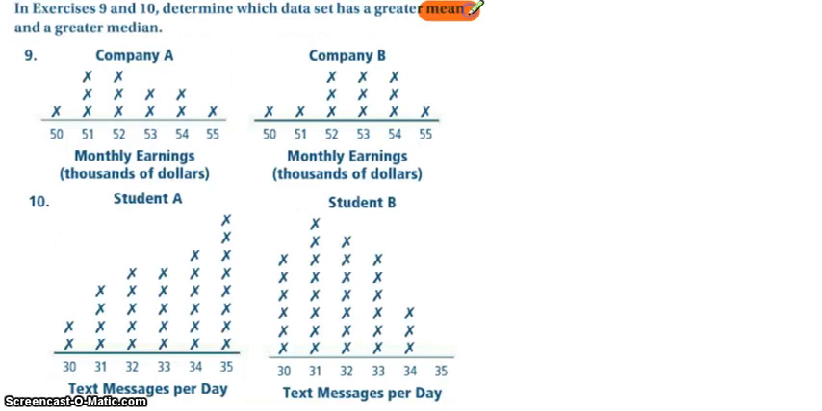So in numbers 9 and 10, try to determine which has the greater mean and greater median. Try to do it first just visually, and then if you want to do it mathematically, you can, but I want to see if, based off the line graphs, you can just handle that visually.